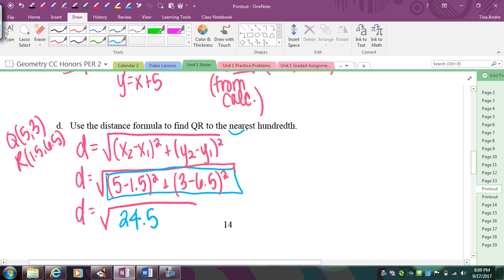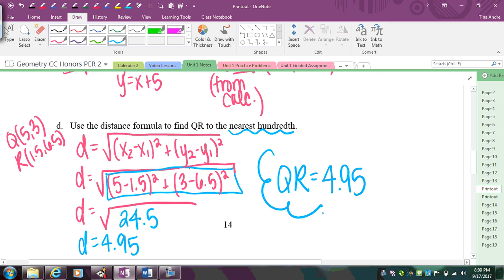And then we're rounding to the nearest hundredth. So for our answer, square root that. And I got 4.95. So QR to the nearest hundredth, which is 2 decimal places, would be 4.95. So that would be my answer. That's the process that you're doing.